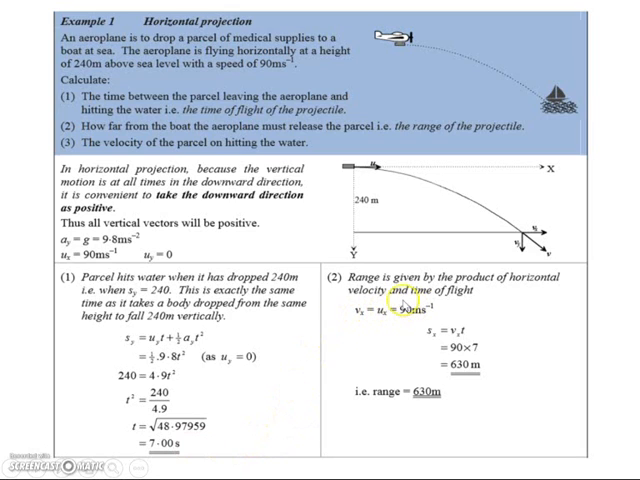Second, range. When we want to find the range of the parcel, the easiest one to do is to find sx equals vx times t, or s equals vt. Now vx is equal to ux because there's only one component of that initial velocity, and it's going to be constant right throughout that journey because there's nothing else acting in the x direction. So it becomes 90 times our 7 seconds, which equals 630 meters. So the range of that projectile is going to be 630 meters.